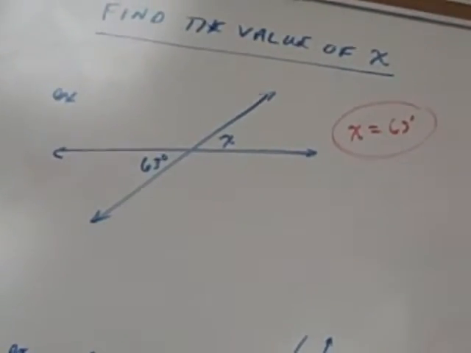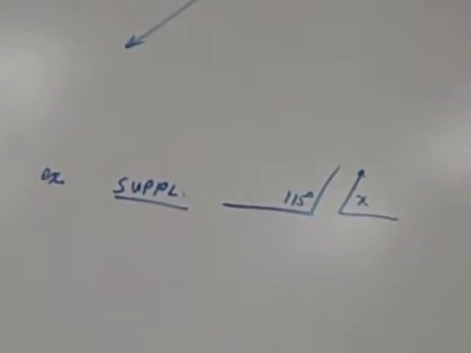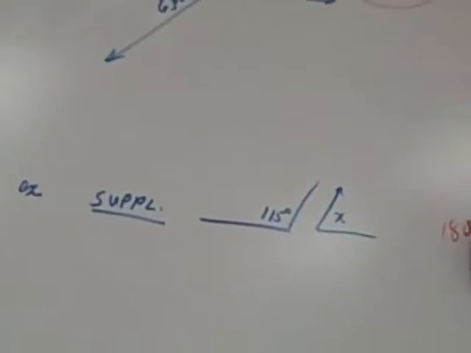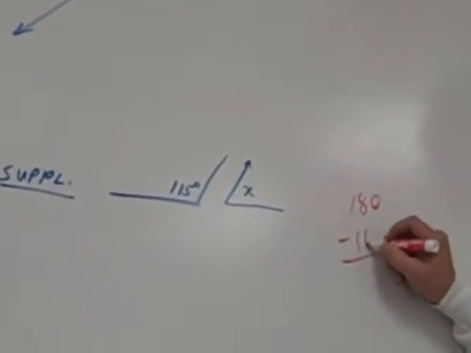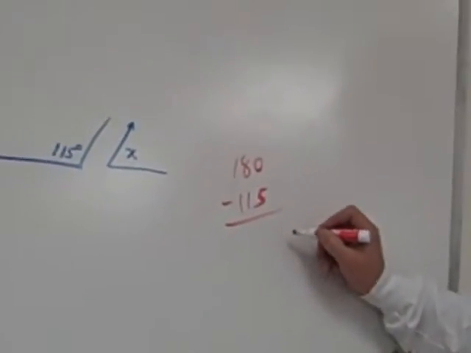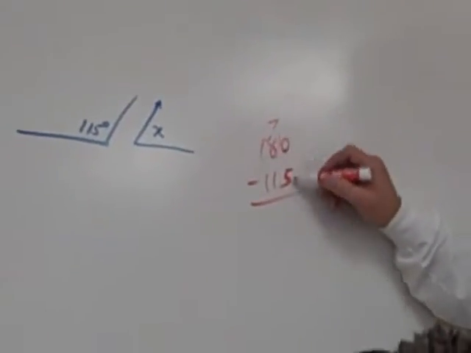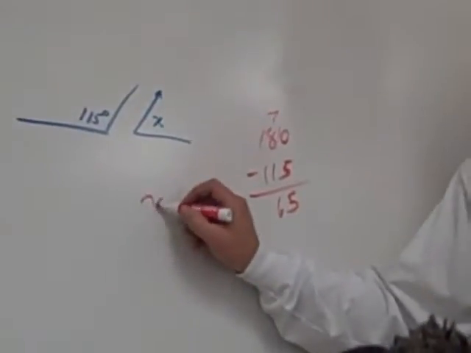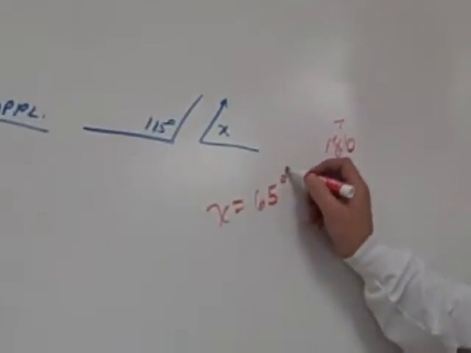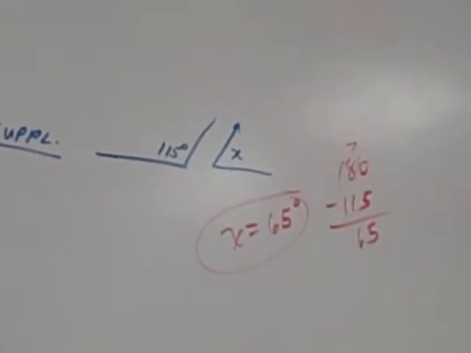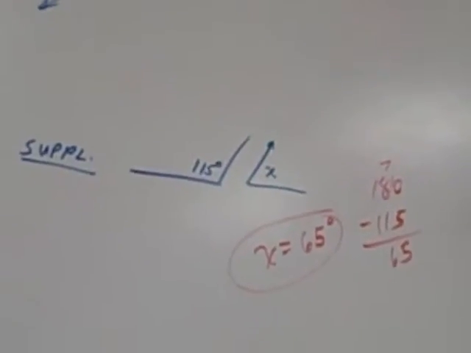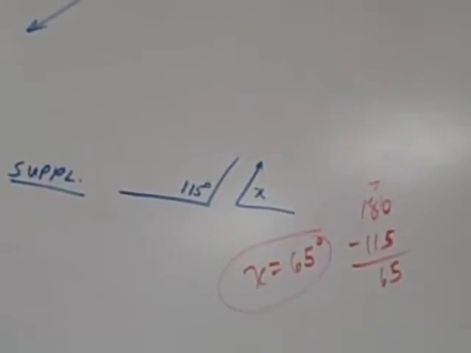All right, right here. What does it say? They're supplementary. How do I find the missing one? 180 minus 115. X is 65. How hard is this, y'all? Now, there's a lot of heavy brain stuff up there. But is it hard? Once you get it down, it's easy work.